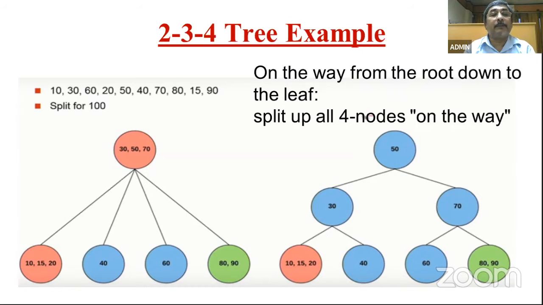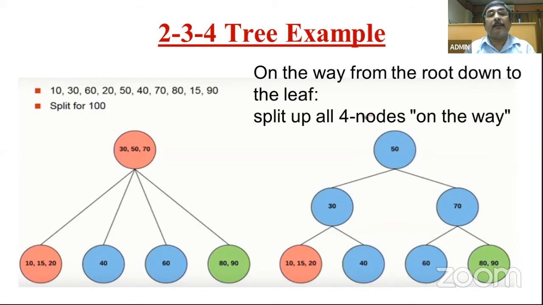I need to split this particular 4 node, which is 30, 50, 70. So which will go to the root now? 50 will go to the root. Which one is to the left of 50? 30. Which one is to the right of 50? 70. Now, which nodes out of these leaf nodes will go to 30? Left node of 30 originally plus whatever was the link between 30 and 50 will go as right link of 30.